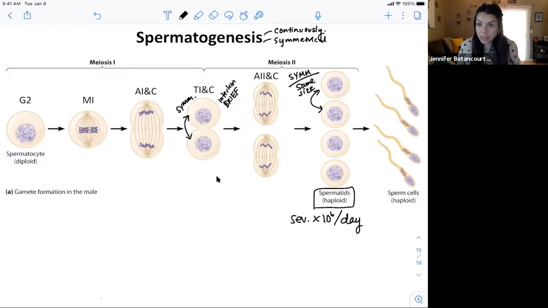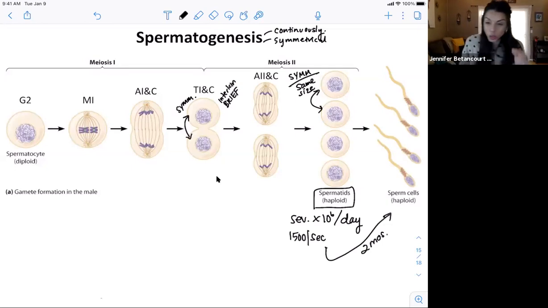If you calculated it, this ends up being about 1,500 spermatids per second, which is crazy. However, to go from spermatid to sperm cell takes, on average, 2 months. Weird. So 2 months to fully mature. So that's your overview of spermatogenesis.